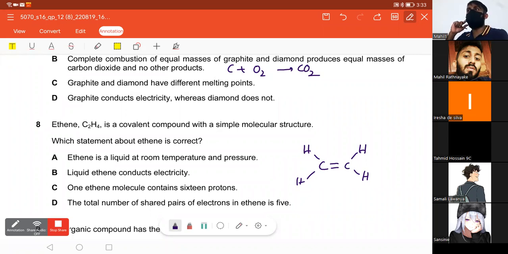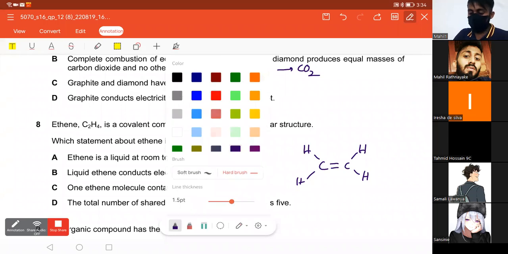Ethene is a covalent compound. They do not conduct, right? They do not conduct electricity. Ethene is a covalent compound. Very easy questions. Why are you making mistakes? Ethene is a covalent compound. It does not conduct electricity.